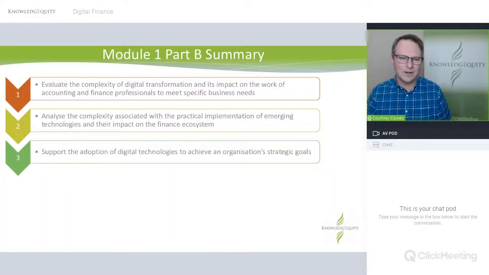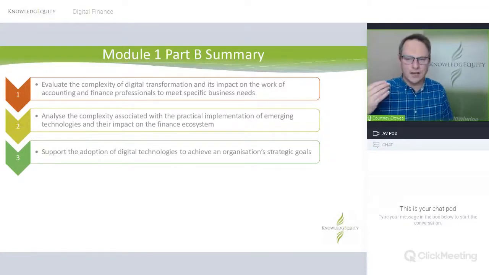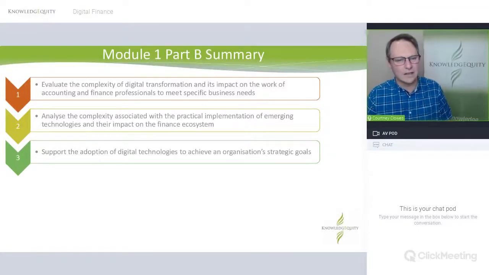I hope you found that tour of Part B useful. Once again, always try and tie it back to the objectives, especially Objective 2 in this case, where we're looking at complexity associated with practical implementation of these technologies and that finance ecosystem.